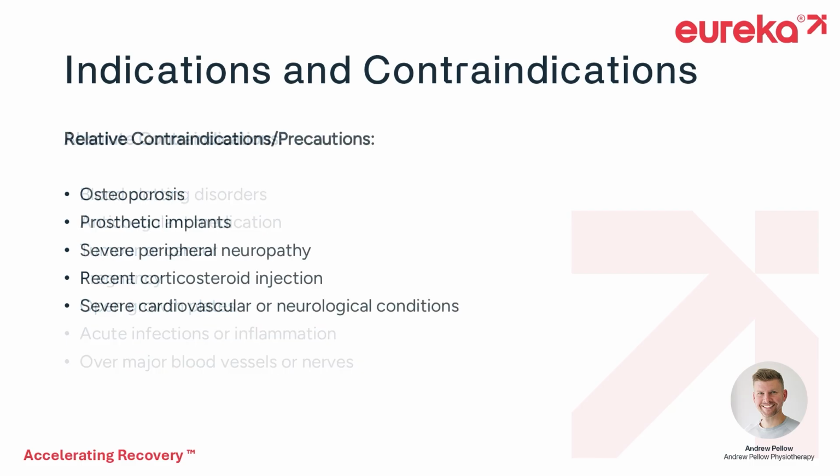Relative contraindications, where the treatment is possibly used with caution or an adjusted approach, include local osteoporosis, which is potentially at risk of microdamage, prosthetic implants in the targeted area, especially metal, as shockwaves can be reflected, severe peripheral neuropathy, which can reduce sensation and mask excessive force, recent corticosteroid injection, for example within the last 6 weeks. Corticosteroid injection can cause connective tissue weakening. If the patient has severe cardiovascular or neurological conditions, it is advised to seek specialist approval before commencing treatment.